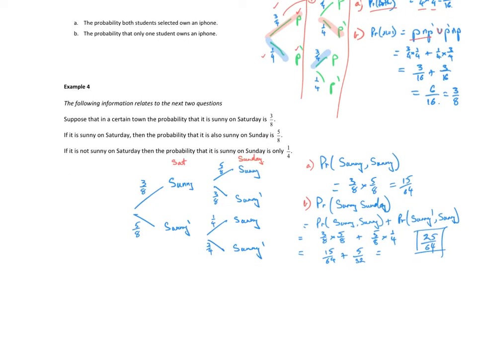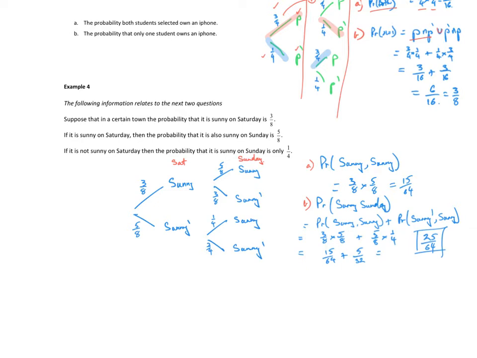Let's have another look. Suppose that in a certain town, the probability that it is sunny on Saturday is 3/8. If it's sunny on Saturday, then the chance of it also being sunny the next day is 5/8. If it's not sunny on Saturday, then the chance of it being sunny the next day is only 1/4. I've decided to write out the full word here, sunny. If I just put an S, you could get confused with Saturday or Sunday. If I just put sun, you could think it's Sunday. So I just wrote sunny. I'm going to say it's either sunny or not sunny.